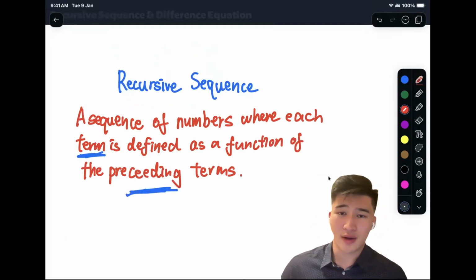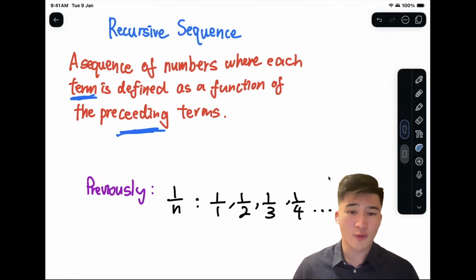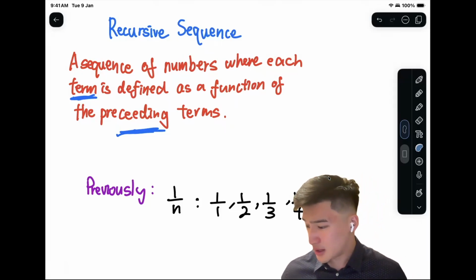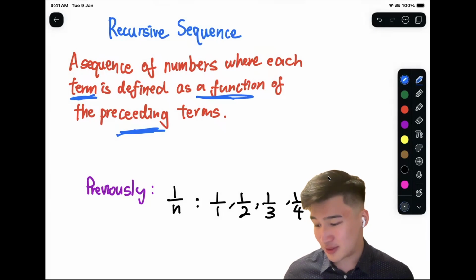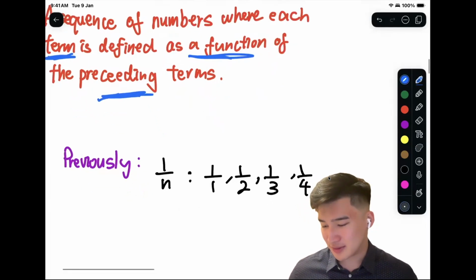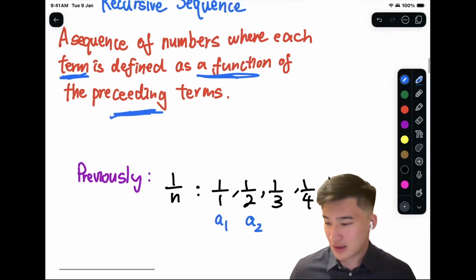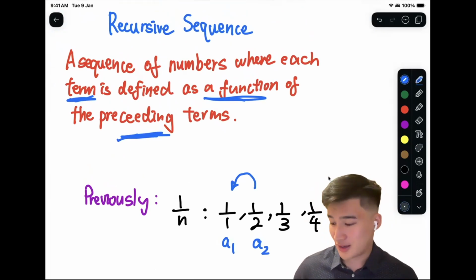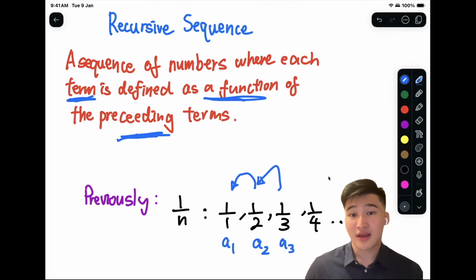Let's take a step back and look at what we learned from last lesson. We learned that for a sequence like 1 over n, if we sub n up to infinity, we'll get a sequence of 1 over 1, 1 over 2, 1 over 3. Now look at the definition: each term is defined as a function of the preceding terms. If you look closely, 1 over 2 is our A2, and 1 over 1 is our A1. Let me ask you a question: is A2 dependent on A1? Or is A3, which is 1 over 3, dependent on A2? The answer would be no.